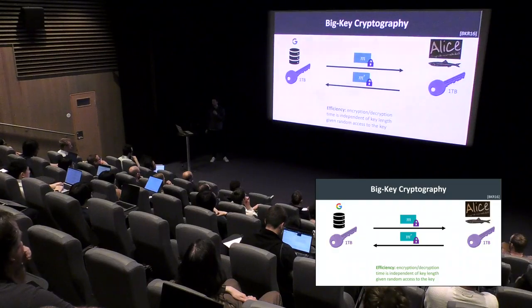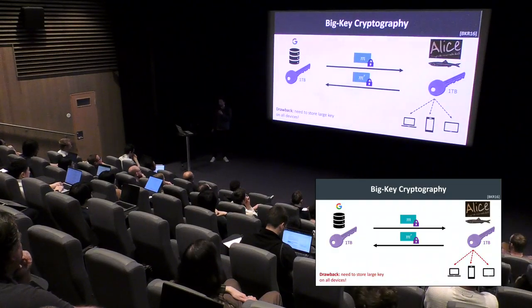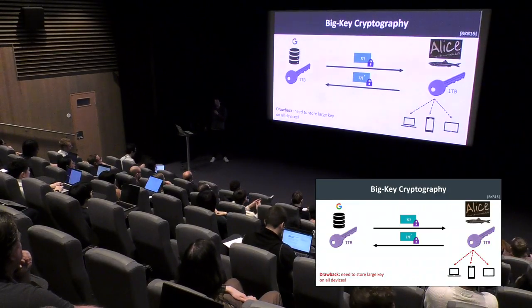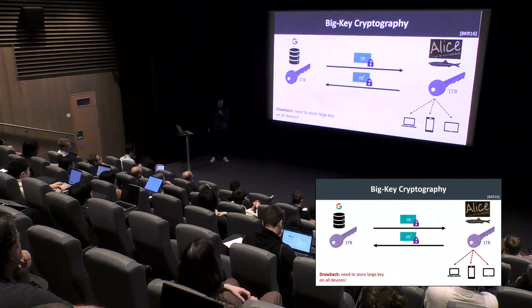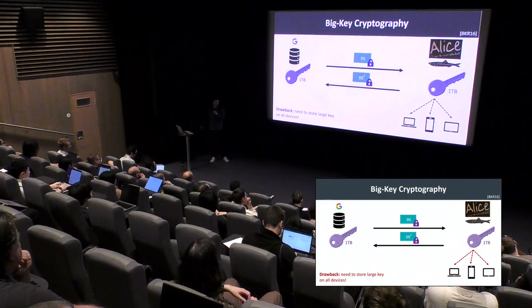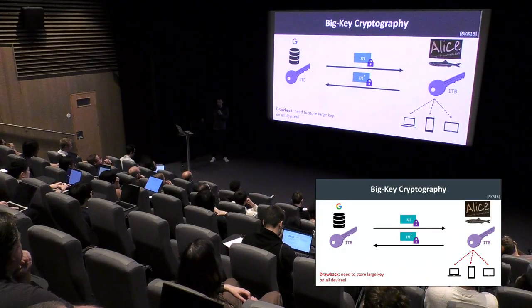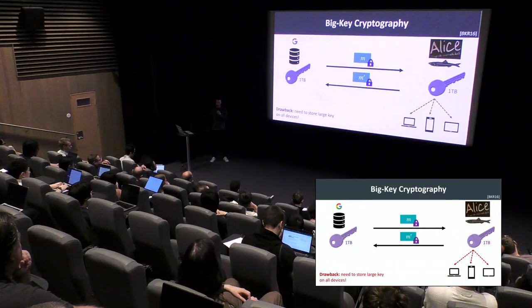However, this can still be a bit of a problem if Alice has a bunch of devices, say including a smartphone, and she wants to store the key on all of them. Well, if the smartphone only has 32 gigabytes of memory, it's not going to be able to store a 1 terabyte key. So what we'd like to do is maybe find some sort of technique that can be used to get some kind of meaningful security in such a setting.